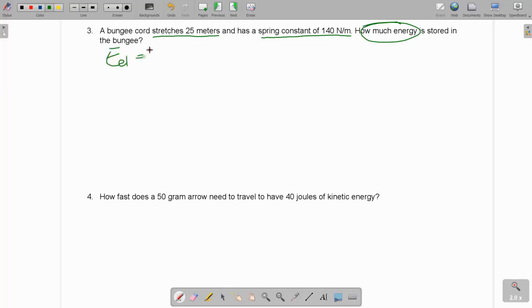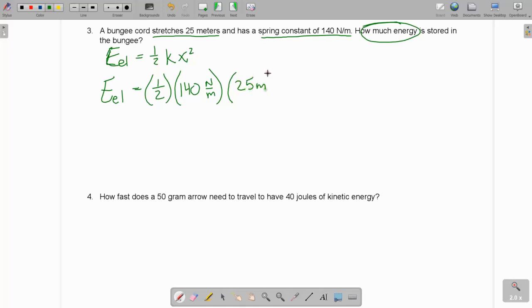Elastic energy is equal to 1/2 times the spring constant times the stretch or compression squared. Okay? So let's go ahead and fill that in. Elastic energy is equal to 1/2 times the spring constant, which is 140 newtons per meter. Remember, that's a measurement of how much force is stored up in a meter of that bungee cord. And we are multiplying that by the stretch squared, which is 25 meters squared.